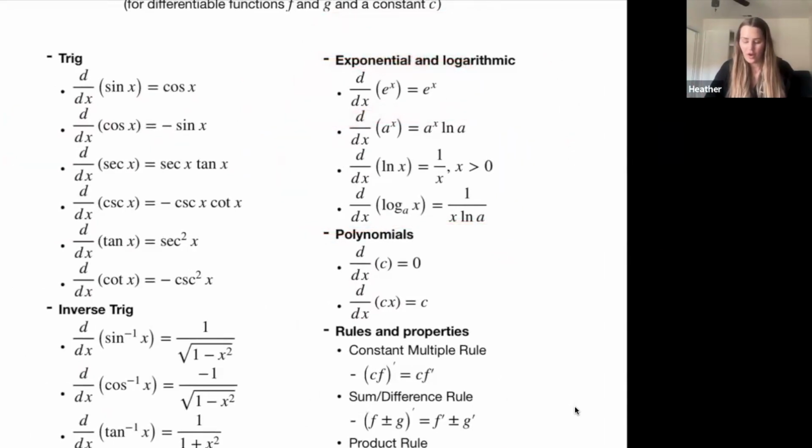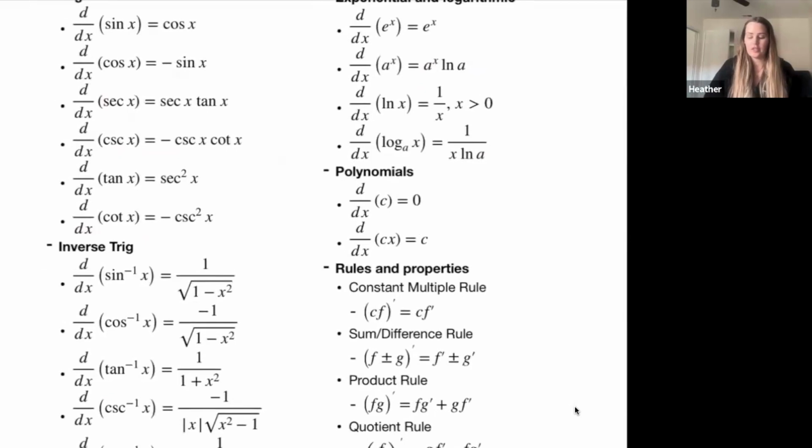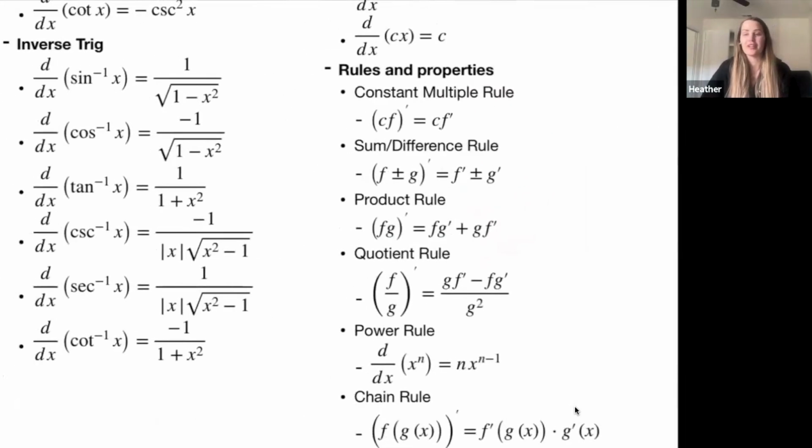That's my favorite derivative. We got polynomials. This one comes up sometimes, right? So derivative of a constant is 0. The rate of change of a constant, that slope of that tangent line would just be 0 because it's a horizontal line. Derivative of a constant times x is just the constant. 3x, for example, derivative there would just be 3. And again, we'll go through a few examples in the next video.